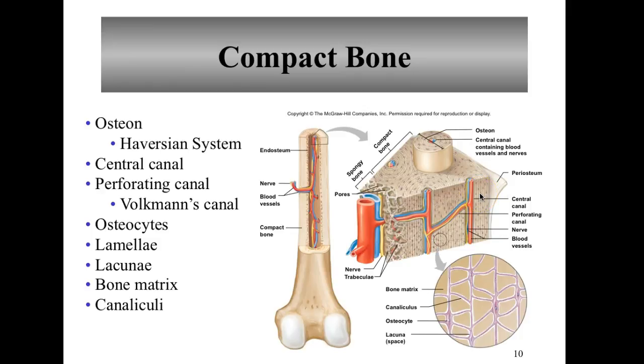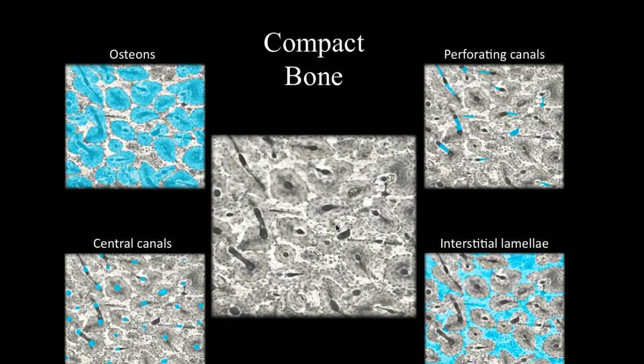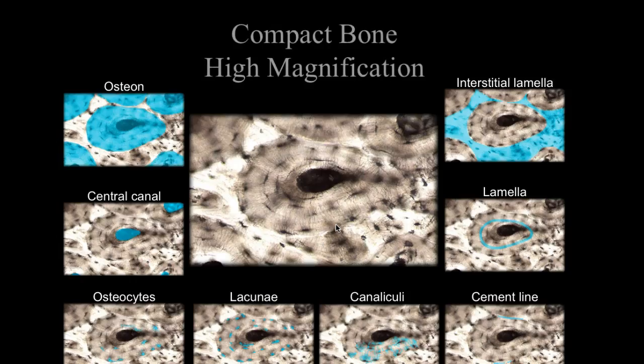So what we do see is overall, when you look at those perforating canals, they run at right angles to and connect those adjacent central Haversian canal systems. So there you could see the different things of the compact bone: the perforating canals, the interstitial lamellae, osteons, and the central canals. Here it is at a higher magnification.